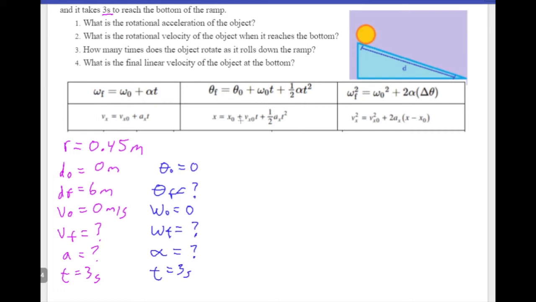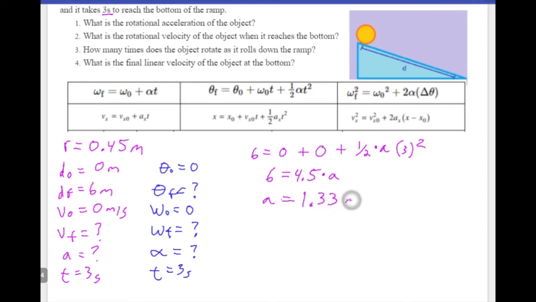The equation we're going to use is big dog, where we have df equals do plus vot plus 1/2 at squared. Our df is 6, do is 0, vo is 0, and then 1/2. A is unknown, and t is just 3. Can't forget to square it though. Now we're going to simplify our equation where we get 6 is equal to 4.5 times a. Go ahead and solve for a. We find out that a should be equal to 1.33 meters per second squared.